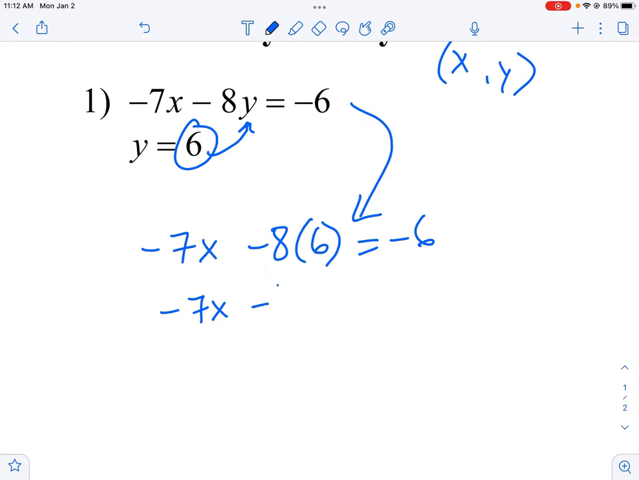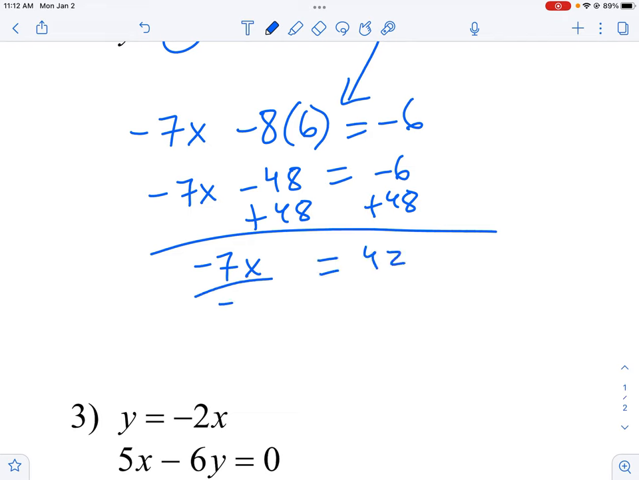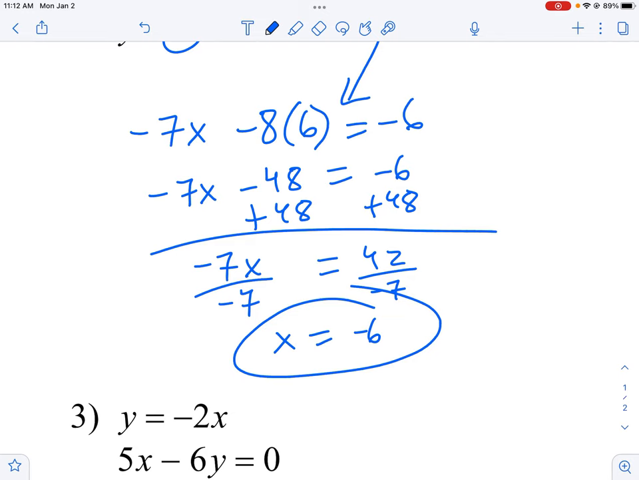8 times 6 is 48. And now I can add 48, add some 48. And now I got negative 7x equals 42. And I can divide both sides by that negative 7 there. And I got x is negative 6. All right, we got negative 6. Perfect. We are not done because we need to get both x and y.